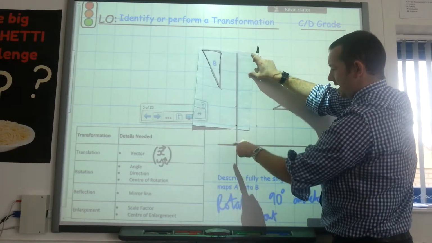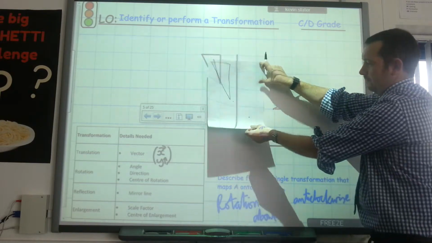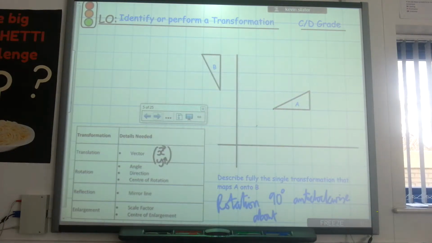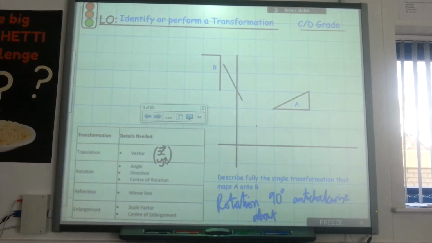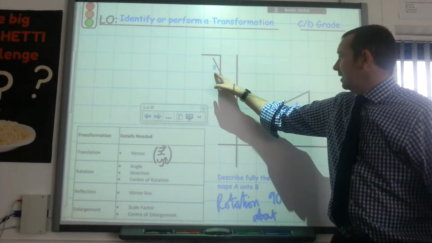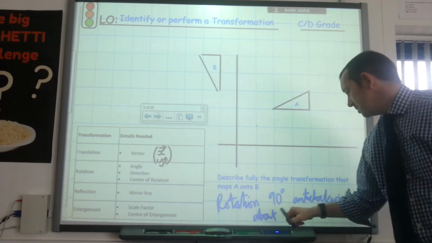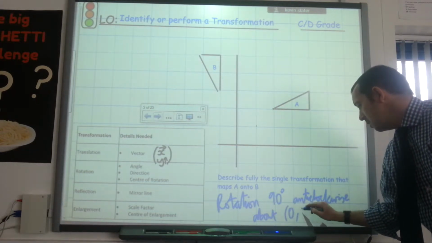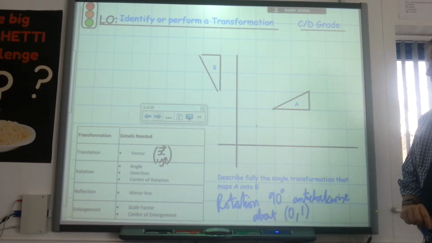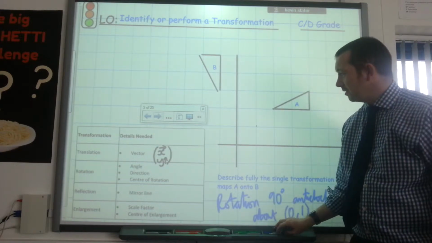Okay, so that is the point 0, 1. Excuse the fact that everything's moved around a little bit here. So it's about 0, 1. There we go. Okay, right, let's have a look at another one then.